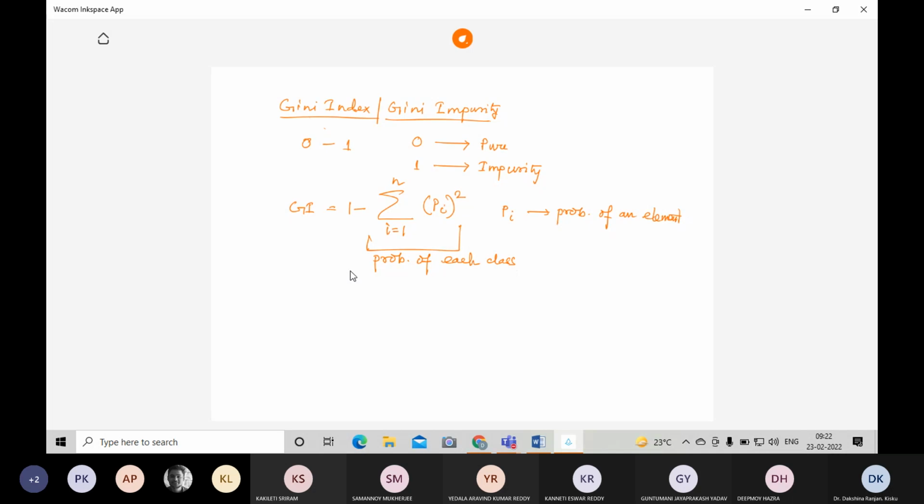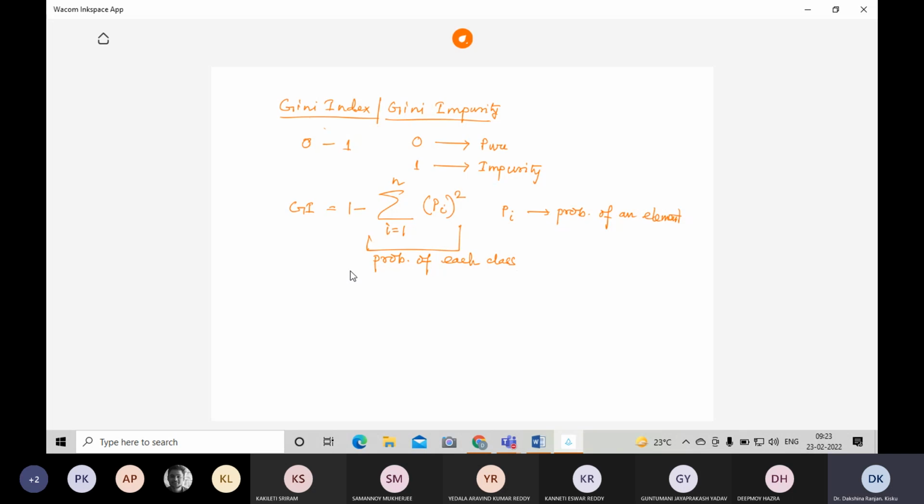Now, when we design the decision tree, the features which have the least value of the Gini index will be preferred. That means when we select the root node, we go for the feature which has the least value of Gini index. But in the case of information gain, we take the feature which has the maximum value of information gain. So this is the basic difference between Gini index and information gain.